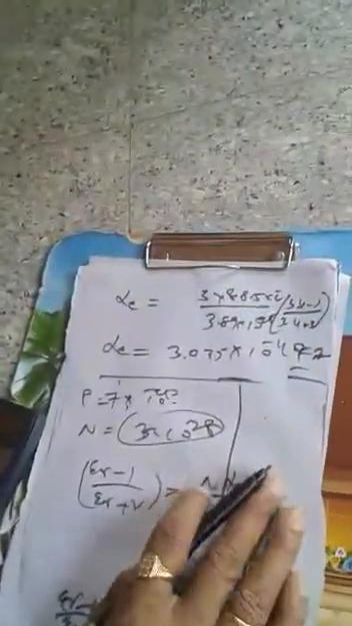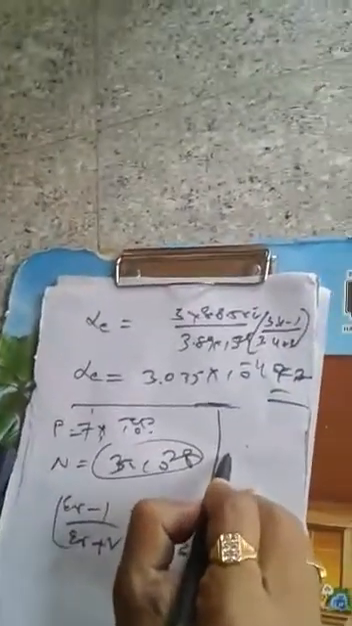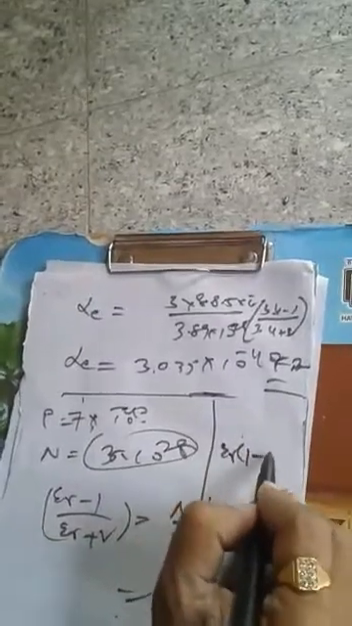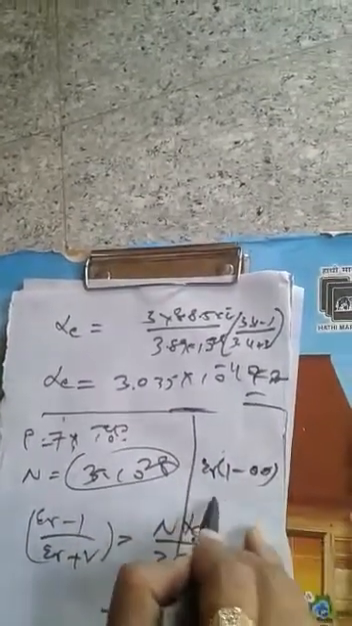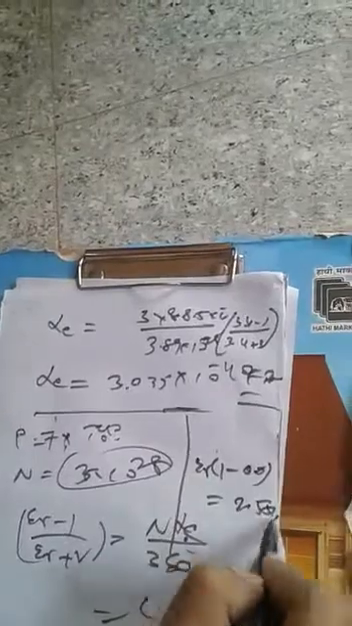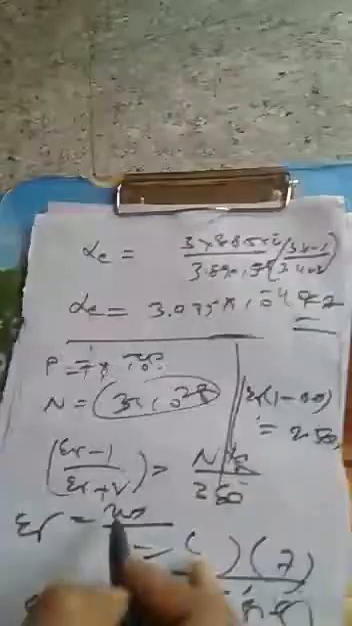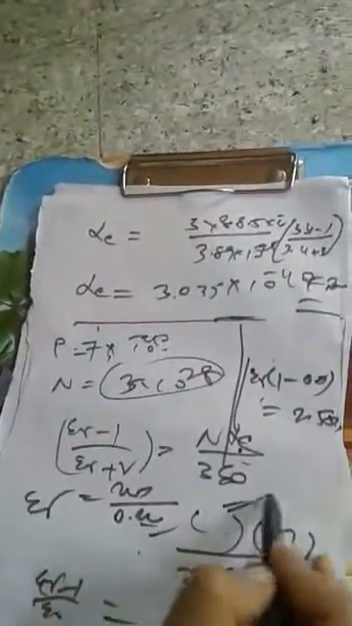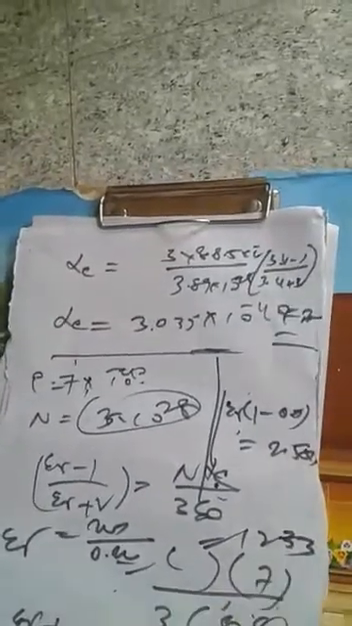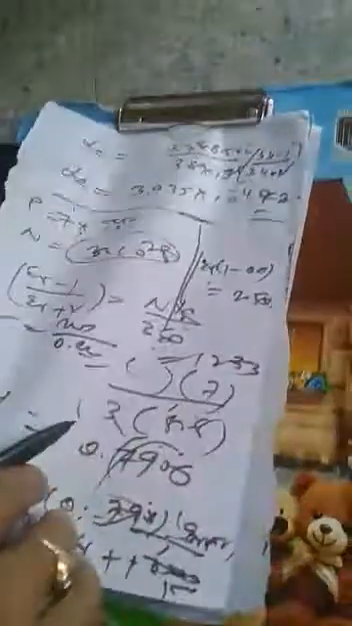Adding these two, we get εr (1 − 0.7906) = 2.5812, and so εr = 2.5812 divided by 0.2094, which is 12.33. It is only simplification, substituting the values. So 12.33 is the dielectric constant for the given material.